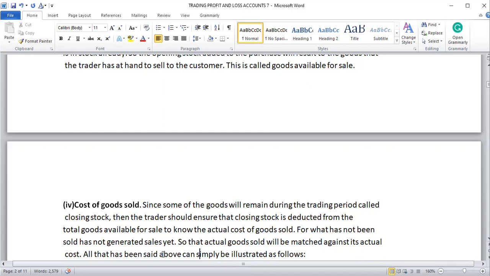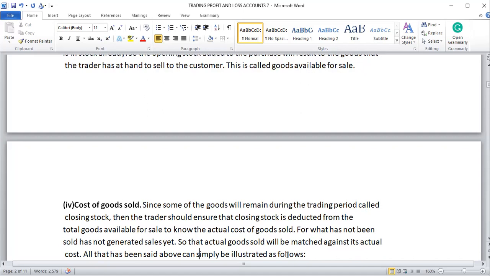All that has been said above can simply be illustrated as follows. So let me explain. When we take the opening stock, you add it to purchases, you get goods available for sale. But when there are goods remaining at the end of the period, it will be deducted from the goods available for sale so that we know the actual cost of goods sold.